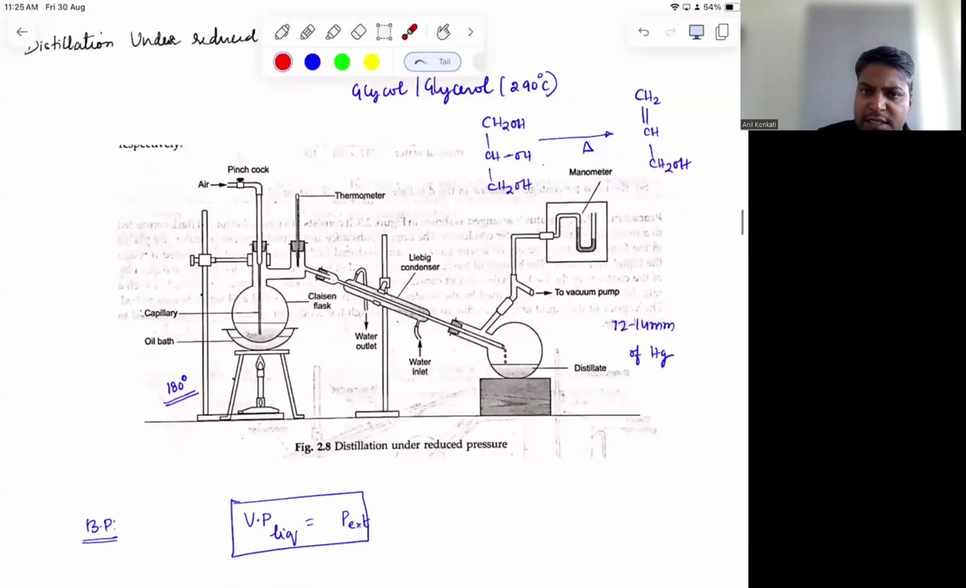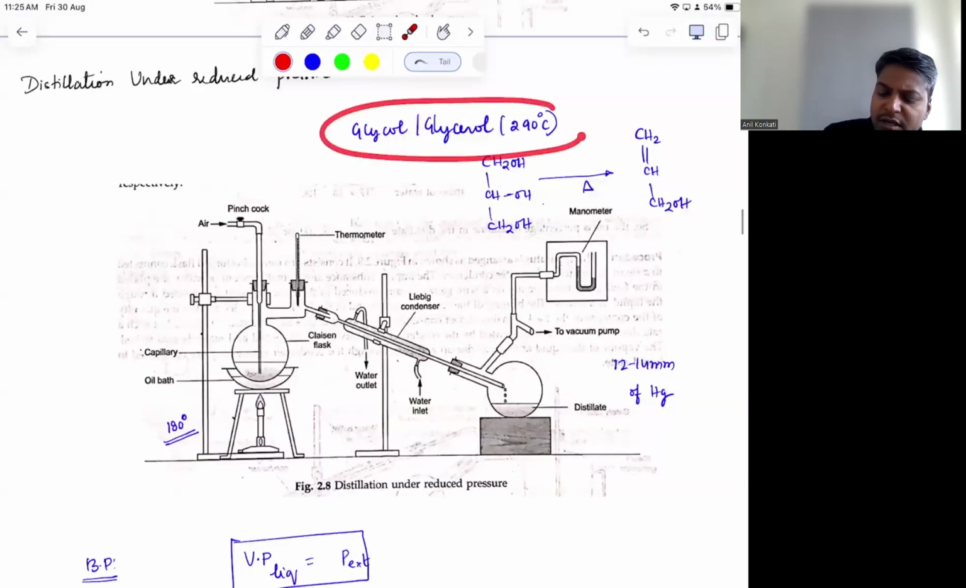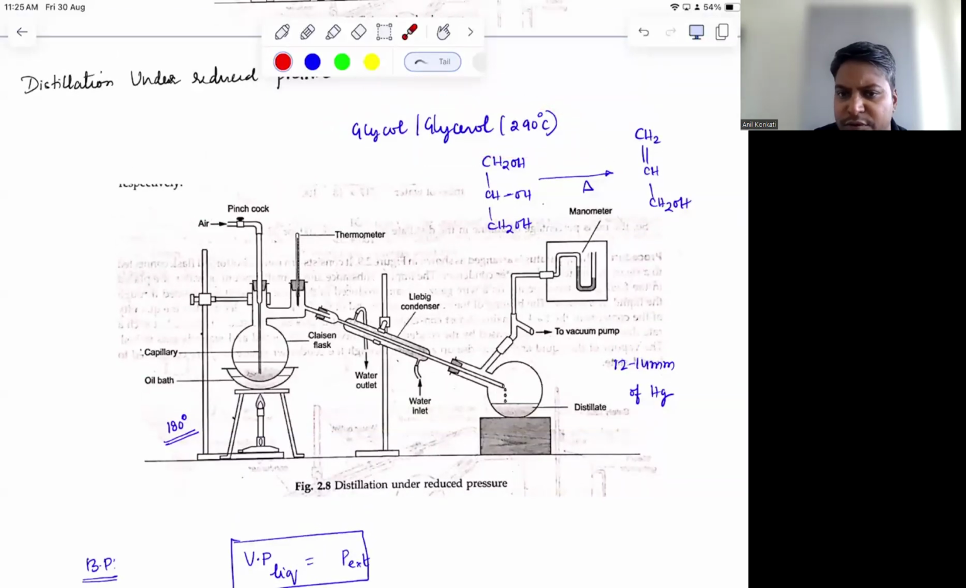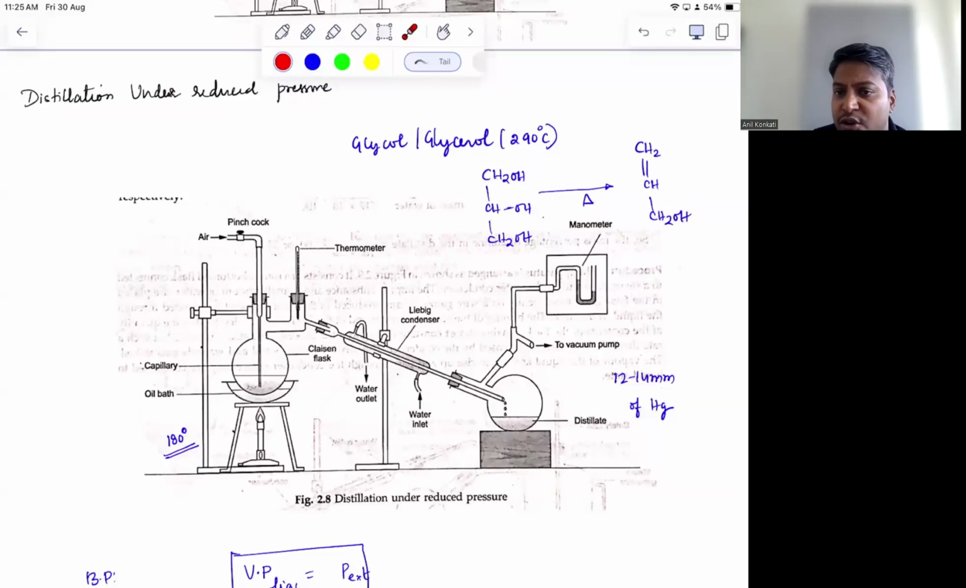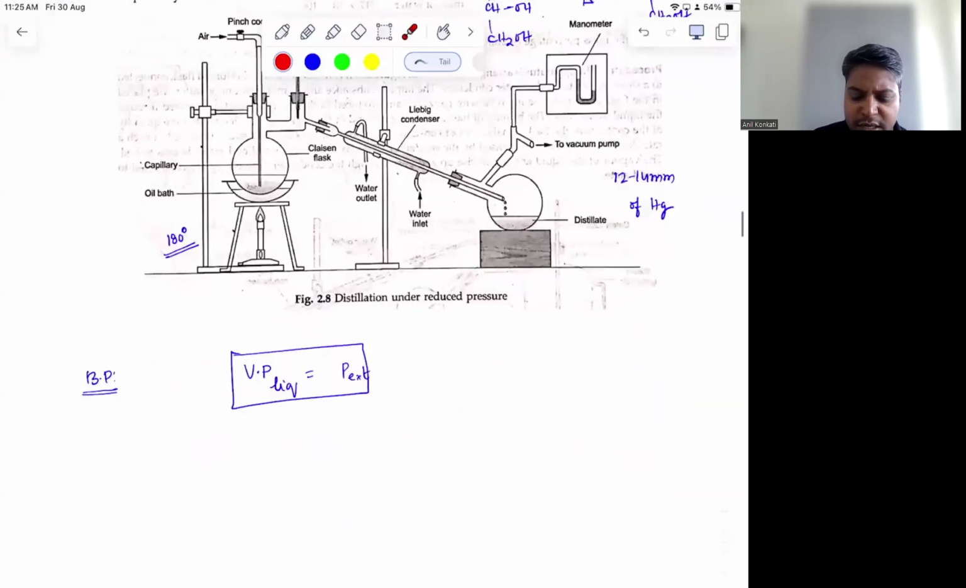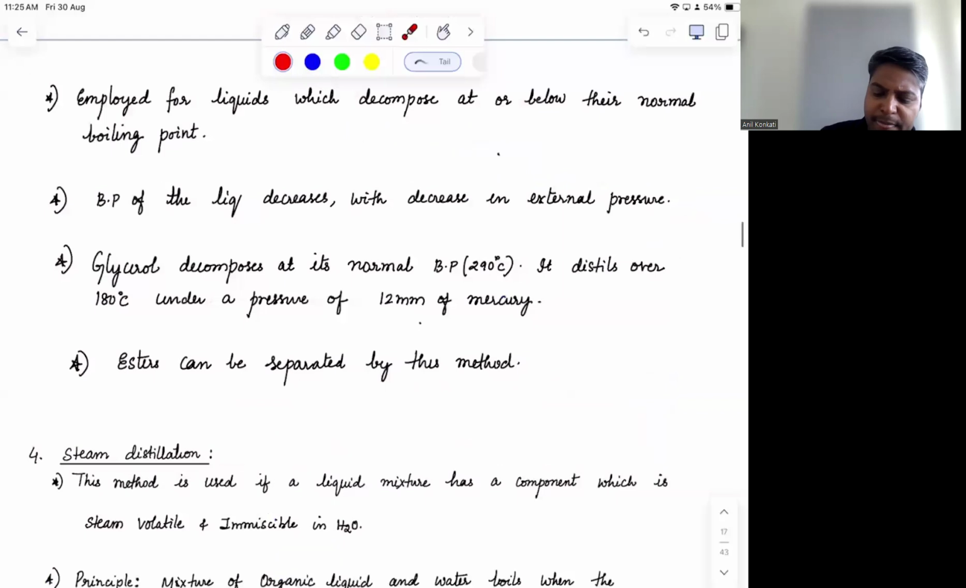Okay. So this is a typical setup. Remember, glycerol, glycol, anything which has more number of OH groups, any carbohydrates, amino acids, if you want to separate, the best method is distillation under reduced pressure, also known as vacuum distillation. It is one and the same, vacuum distillation or distillation under reduced pressure. Okay. You can see it is employed for liquids which decompose at or below their normal boiling point.